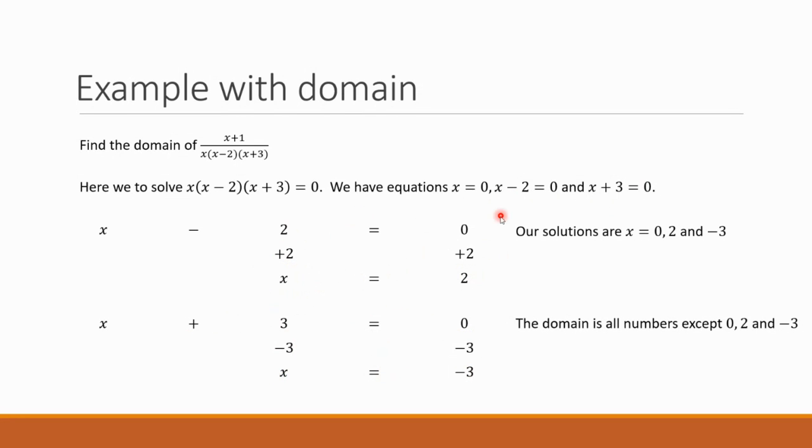So the solutions to these 3 equations are 0, 2, and negative 3. So the domain is all numbers except those. So the domain is all numbers except 0, 2, and negative 3.